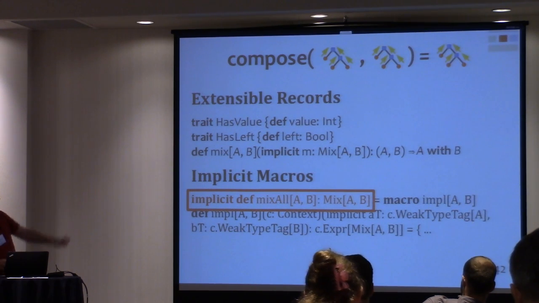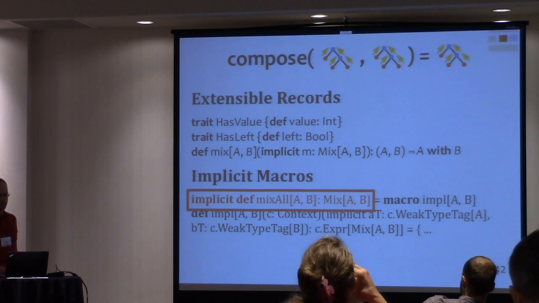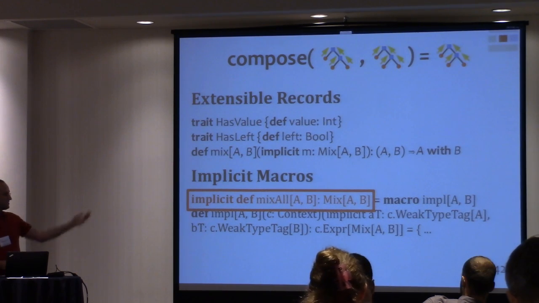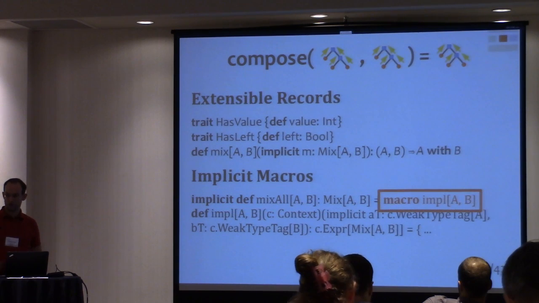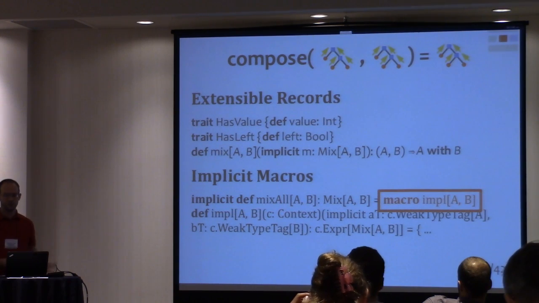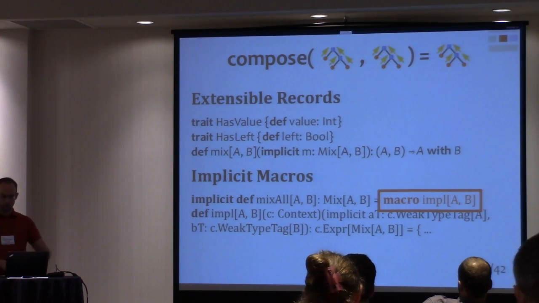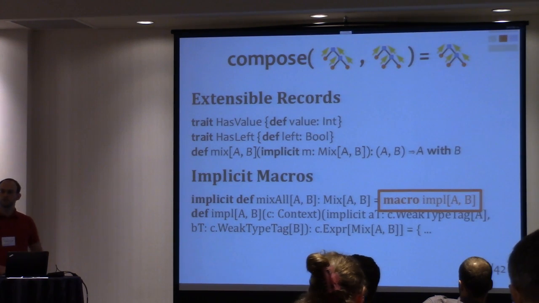So it's an implicit definition. That means that during implicit resolution, it will be considered by the compiler if it's in scope. And it actually works for all A and B. So for all A and B, it returns a Mix of A and B. And the way it can do that is that it's also a macro. So it's just an implicit and a macro at the same time, which means that during resolution, this will be hopefully considered late. So if users write some implicit definitions that have a more specific type, it will be hopefully considered earlier.